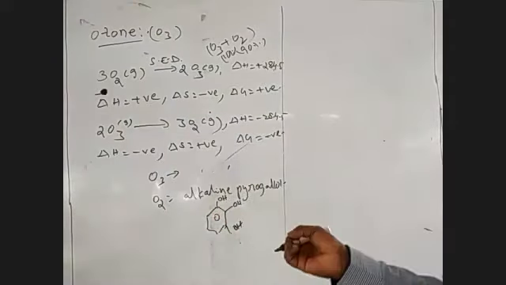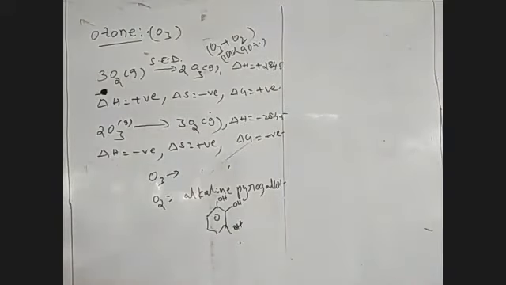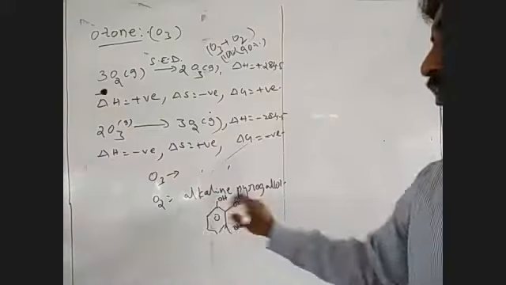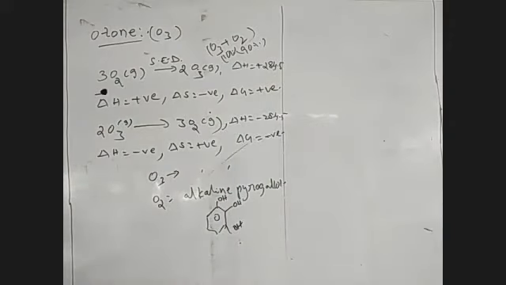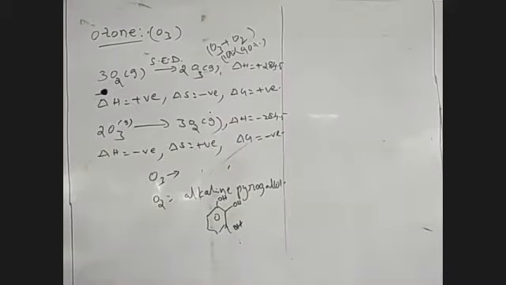If we have to remove the O2 in the mixture, the total mixture is passed through alkaline pyrogallol solution. The alkaline pyrogallol absorbs the O2 gas. So the remaining gas is O3.